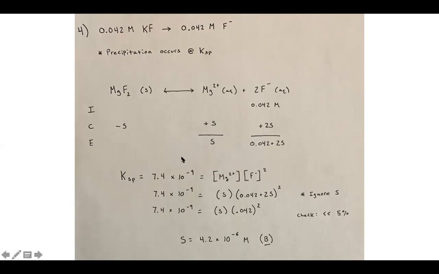Now I'm going to set this equal to my KSP expression. My KSP, which is 7.4 times 10 to the negative 9th, is equal to my concentration of magnesium times my concentration of fluorine squared. Just like in the last problem, I'm going to plug in my equilibrium values, and again ignore this 2S portion for fluorine. From here, I can solve for S, which is 4.2 times 10 to the negative 6th molar. That is the concentration of magnesium needed to be at our KSP.